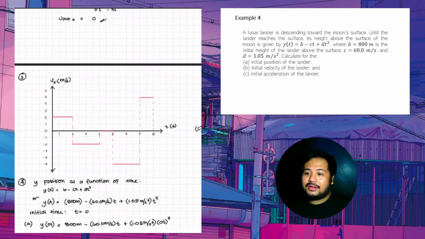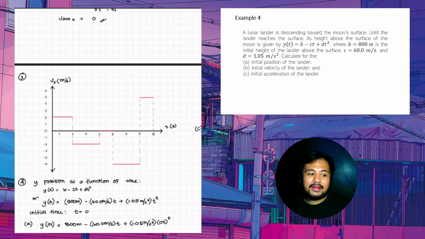So a lunar lander is descending, going down towards the moon's surface. Until the lander reaches the surface, its height above the surface of the moon is given by position as a function of time. This is in terms of y. That is equal to b minus ct plus dt squared, where b is equal to 800 meters, the initial height of the lander above the surface, so positive 800. We have c that is equal to 60 meters per second, and d is 1.05 meters per second squared.